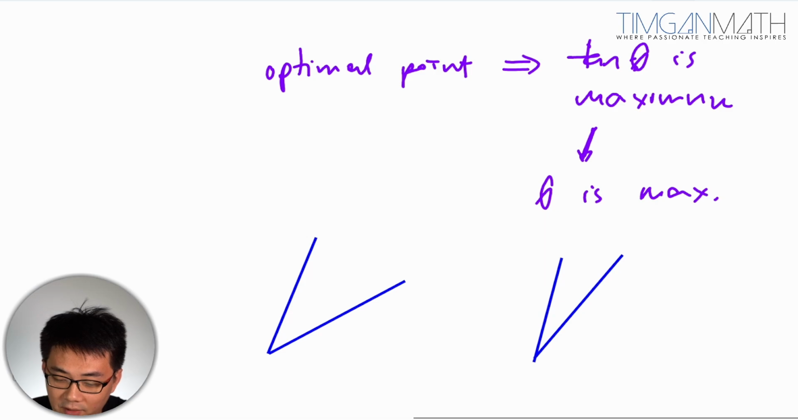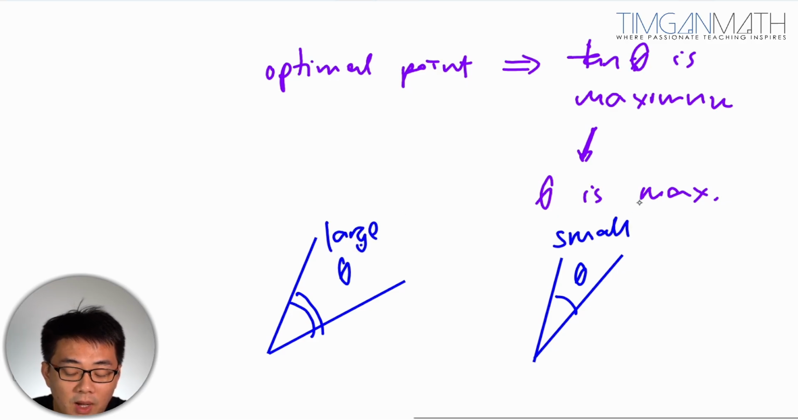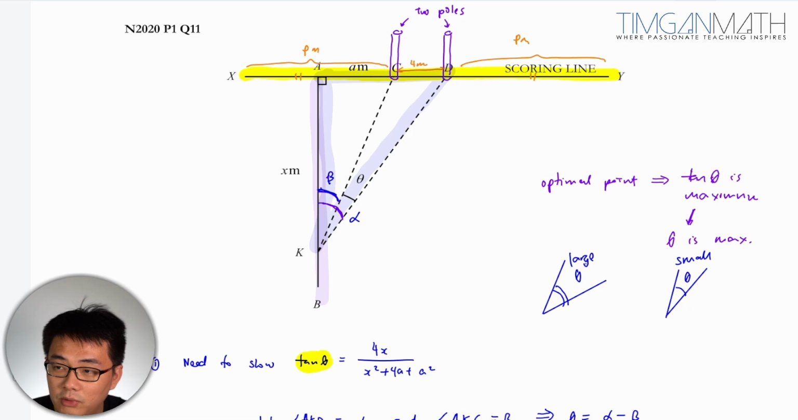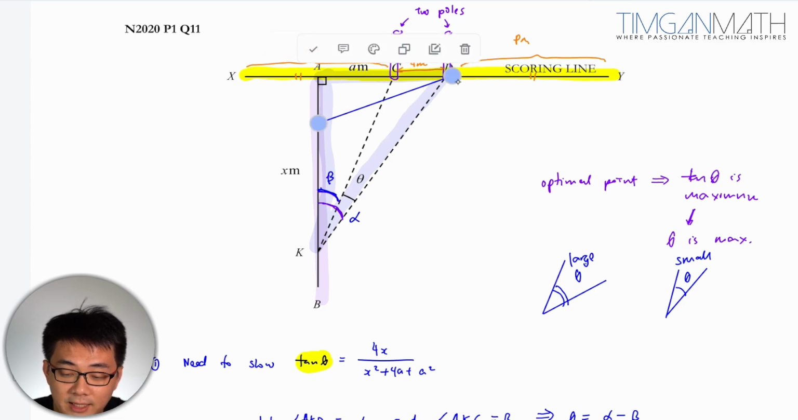So if you have a larger theta, it means that you have lesser room for error, so a lower margin of error. If this is a large theta and this is a small theta, we need to understand this first. The reason why we need to maximize theta is that if you have a larger theta, you have lower room for error. So it only makes sense then.